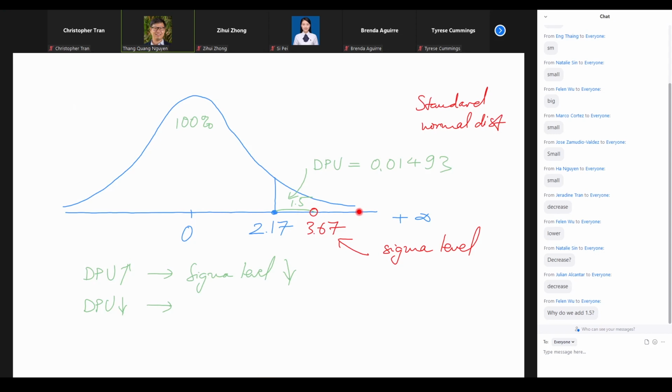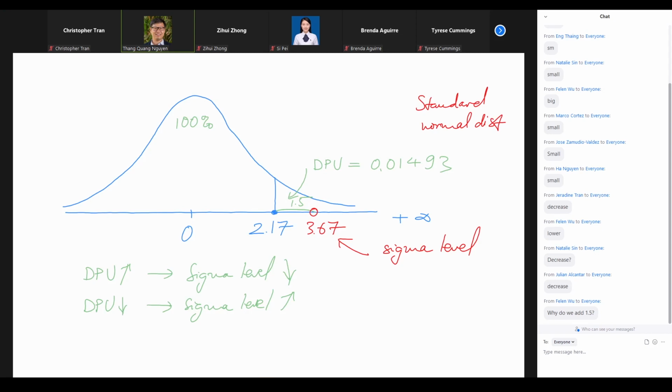So let me make the note here, the sigma level will need to increase, right? And it should be intuitive because if the DPU decreases, it means that our process becomes less prone to errors than before. It should be better, and it should be measured with a higher sigma level.